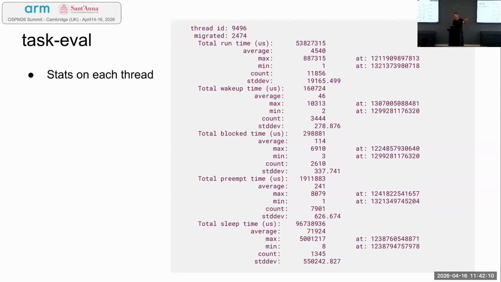And then it does it for every single thread as well. So it has the exact same metrics, the thread ID, but it also has how many times that thread migrated. So you have information on this as well. But this is the kind of idea of some things to measure.